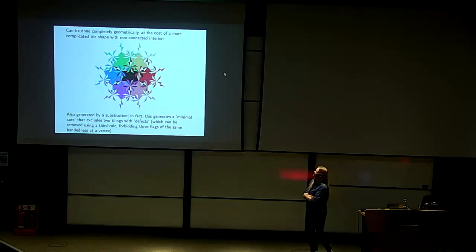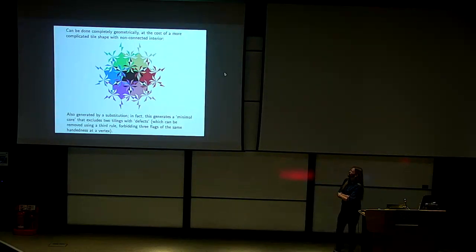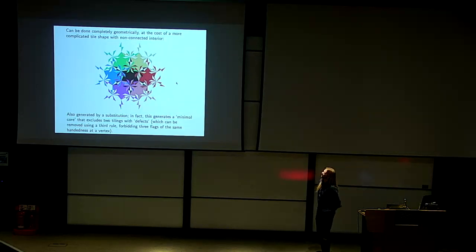You can make it entirely geometric. I think this has also been said. You can make it entirely geometric, but the cost is that you have a much more complicated shape of tile. I think I heard people say that it has to be disconnected, but actually you can make it from a connected tile, but only one which has non-connected interior. In other words, it has these cut points. So each region here of a single colour is one tile.